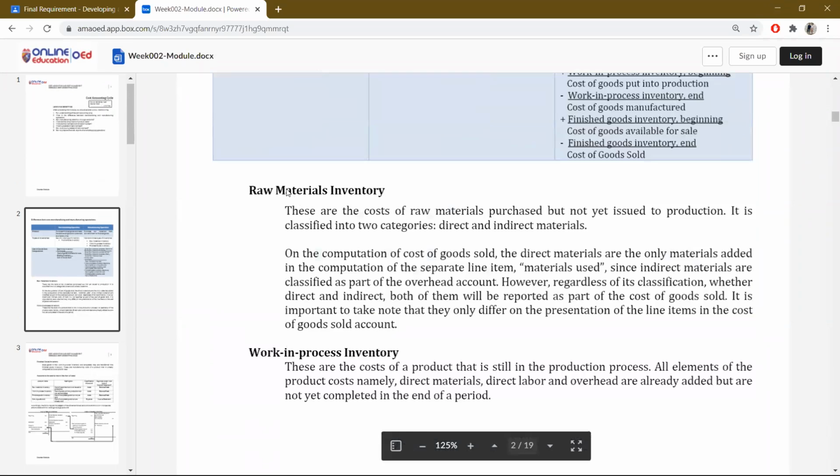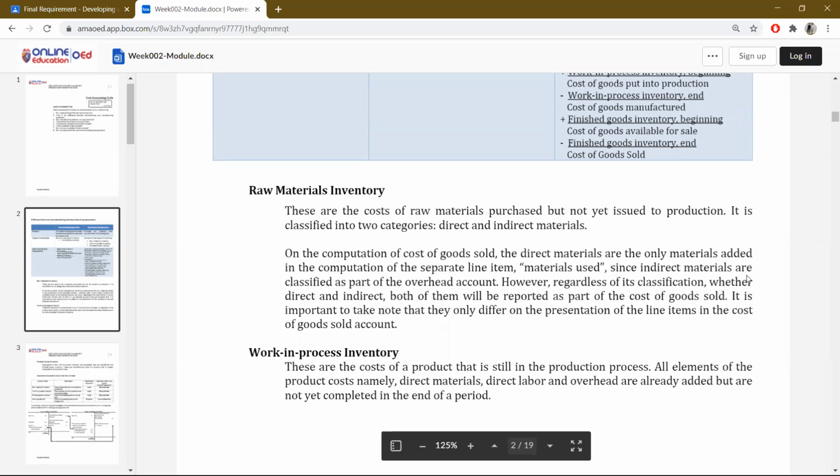Okay. So raw materials inventory, I have already discussed this one. So I'm just going to expound or relate to what is being presented on your material. These are the costs of raw materials purchased but not yet issued to production. It is classified into 2 categories, direct and indirect materials. In the computation of cost of goods sold, the direct materials are the only materials added as a separate line item, materials used.